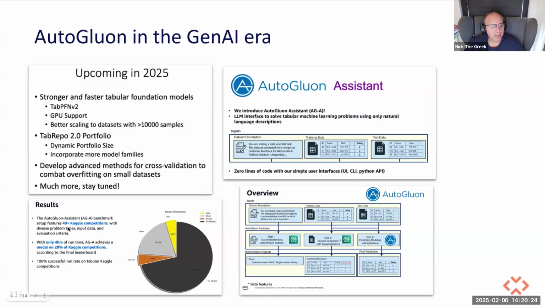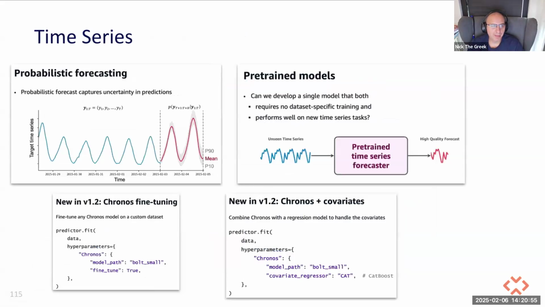You see some impressive statistics. The AutoGluon Assistant benchmark set features 40+ Kaggle competitions with diverse problem types. With only 4 hours of runtime, AutoGluon Assistant achieves a medal on 28% of Kaggle competitions. So again, think about that. It's your data science assistant, where you put things, it runs some things, you basically give it some feedback, and you keep going on. So these are real predictive models with your data.